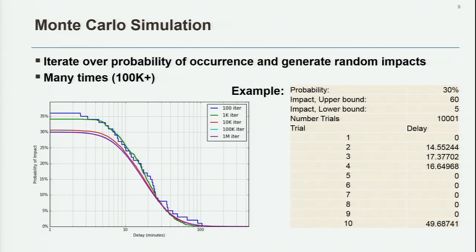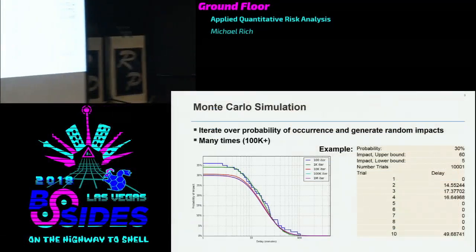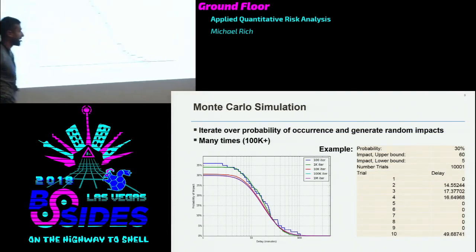So you can see with 100 iterations, you can get a general idea of the shape. With 1,000 iterations, you get a better shape. And then between 10,000 to 1,000,000 iterations, there's not a lot of change in that curve, right? You see these curves here. This is the 10,000, and then the 100,000 and the 1,000,000 are right on top of each other.